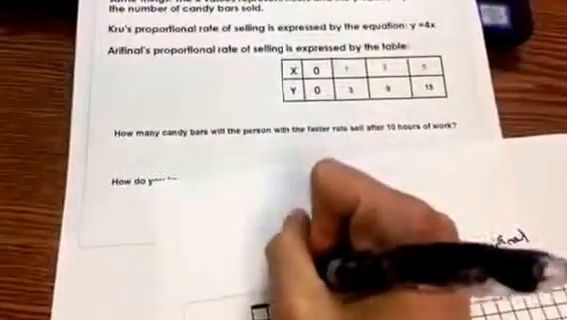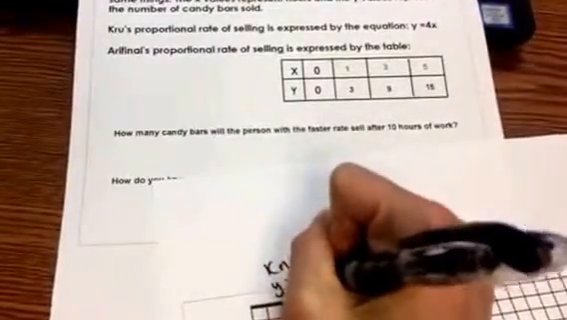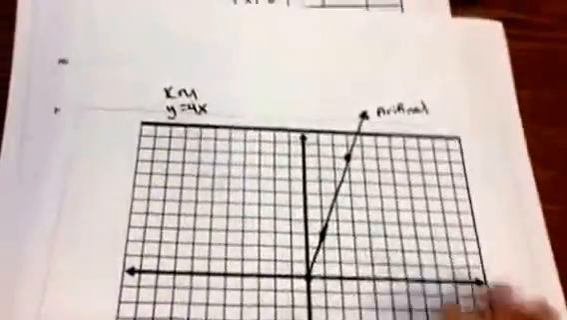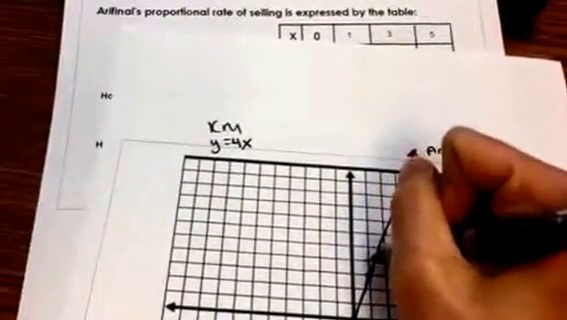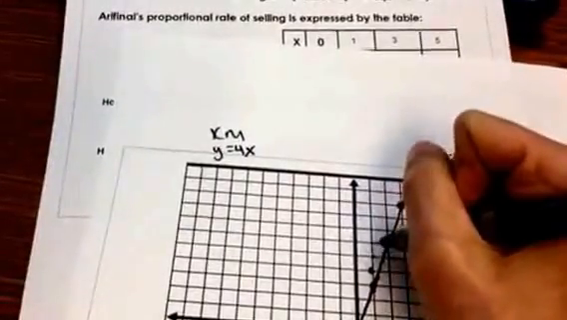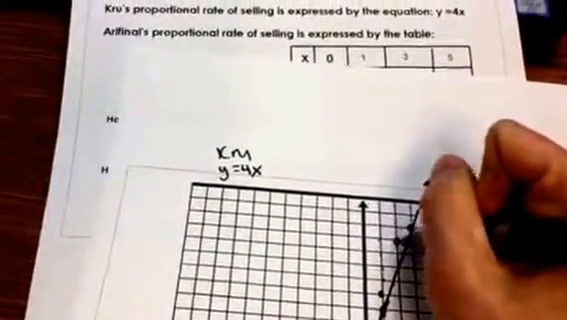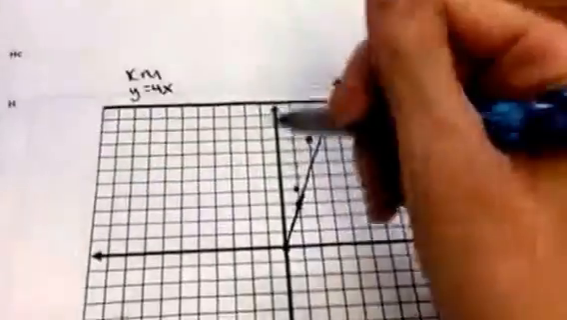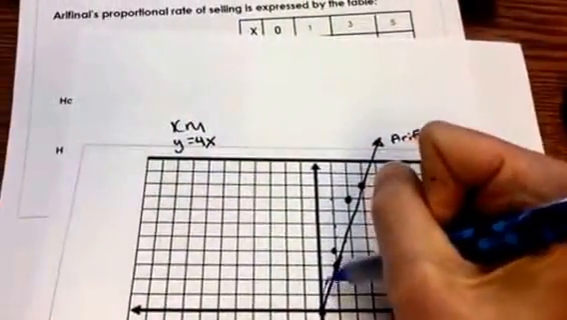All right, so the next thing I need to do is Y equals 4X, which is Crew. So I know that his Y-intercept is going to be 0, 0, and then I'm going to go up 4, over 1. Up 4, and over 1. And I'll go ahead and use a different color. There is Crew's line.